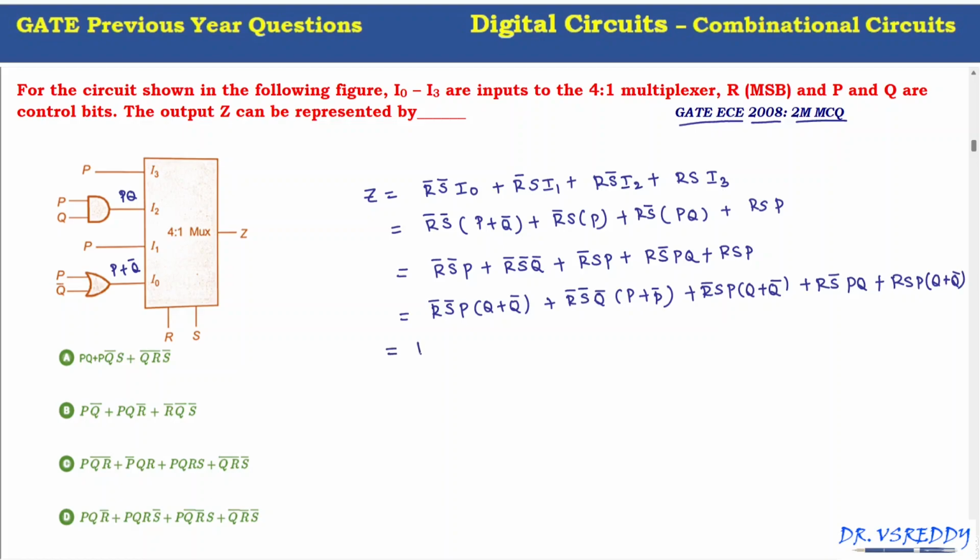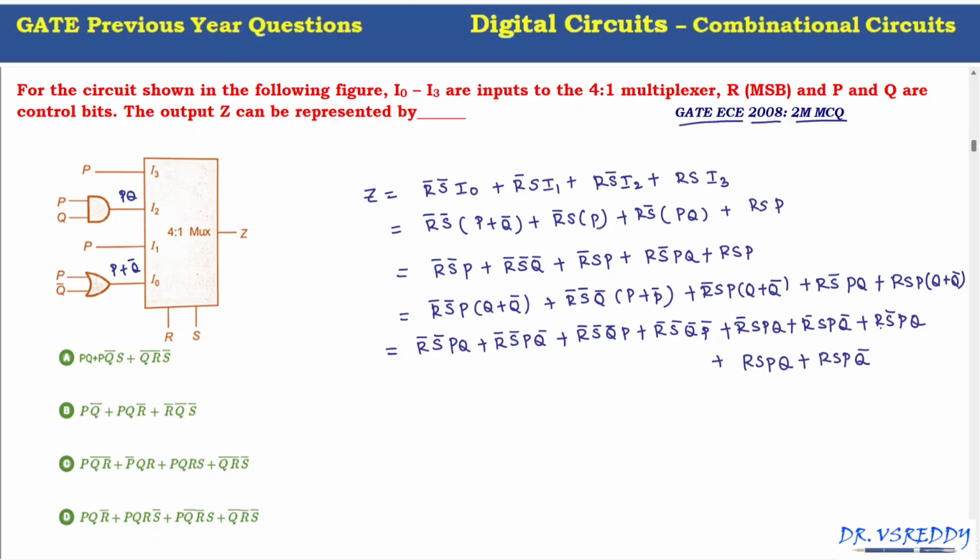So we can write this as R bar S bar P Q plus R bar S bar P Q prime, R bar S bar Q bar P, R bar S bar Q bar P bar, R bar S P Q, R bar S P Q bar, R S bar P Q plus R S P Q plus R S P Q bar. These two terms are the same, so we can neglect this term.